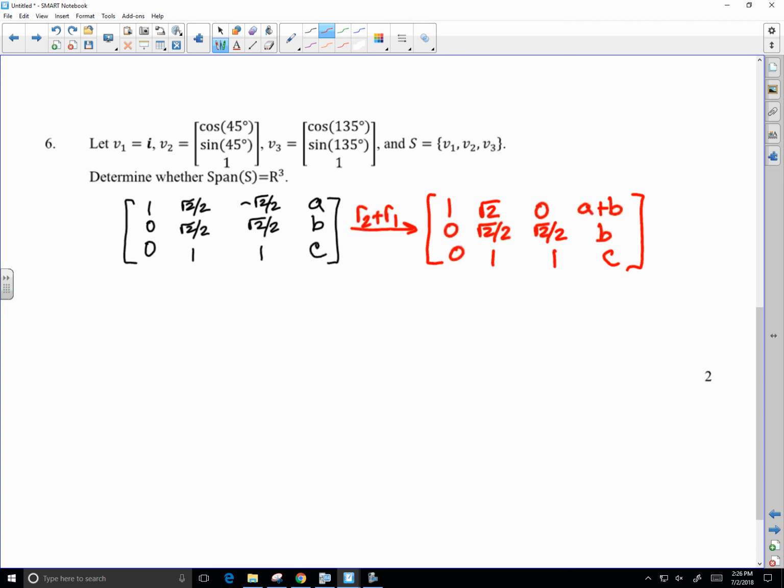Don't forget, scalar multiples are a thing. The most commonly forgotten part of the triumvirate. Multiply R2 by root 2 over root 2. And it's going to kind of funkify your b variable, but it's going to make everything else into ones.